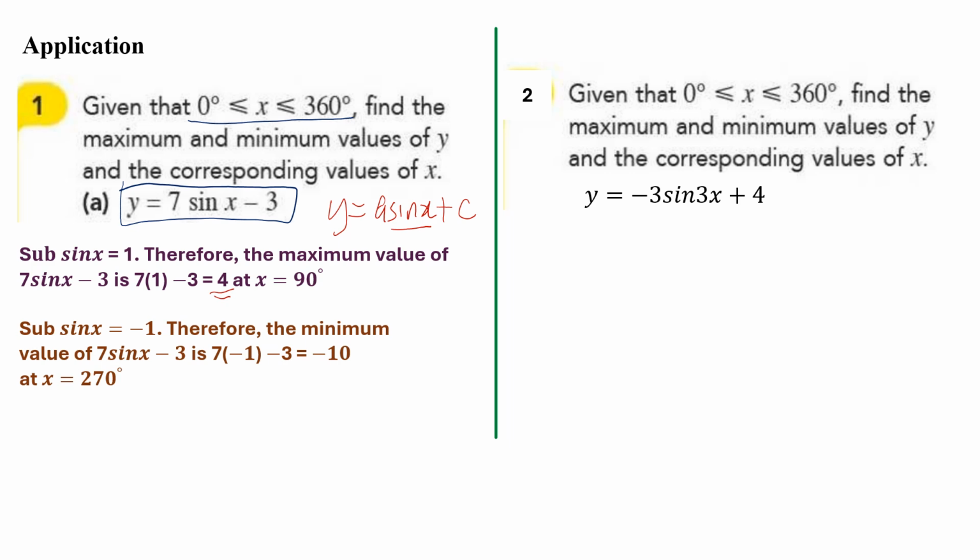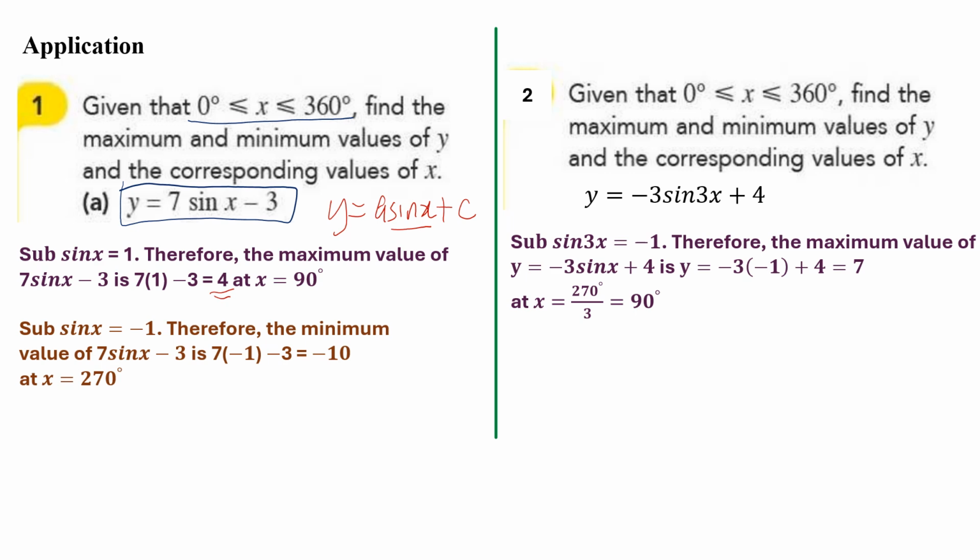Okay, but what happens now? Let's look at question 2. Now the question I'm giving you is no longer a sine x plus c, but a sine bx plus c. In this case, it's y equals -3 sine 3x plus 4. So what are we going to do? Yes, we're still going to substitute sine 3x equals -1. Right, so for the maximum value, we can't substitute sine 3x equals 1.